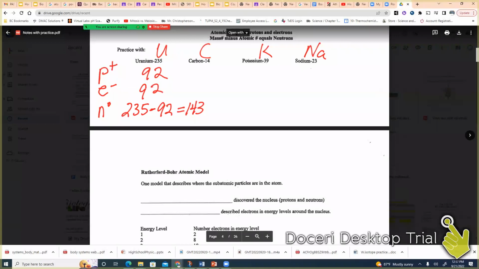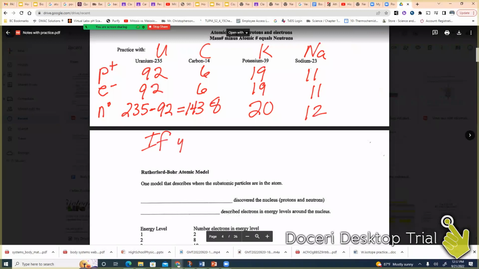All right, for carbon, how many protons did we have? Which means we also had 6 electrons and eight, not 18. Give a lot of neutrons. All right, potassium. 19, 19, and 20. And sodium, 11, 11, and 12.